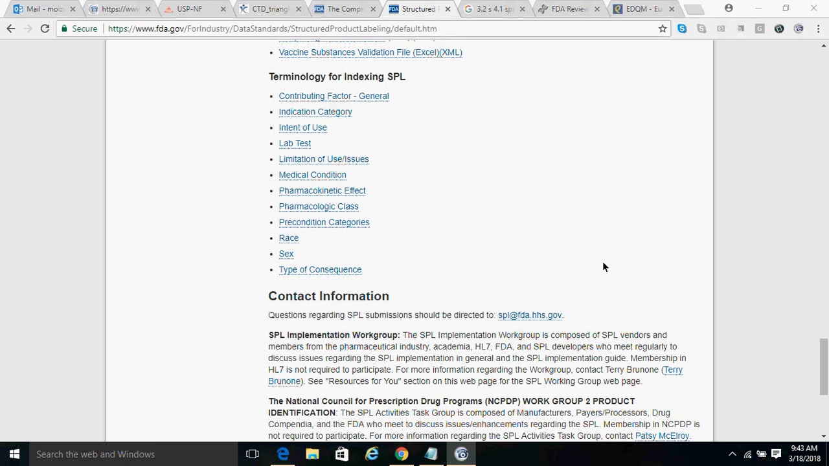From where do we get CTD modules? Just Google it. CTD modules, Google it.